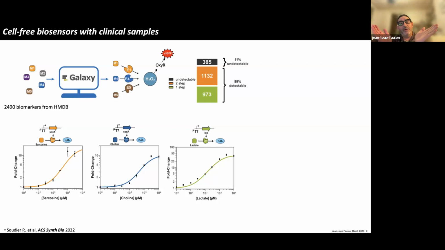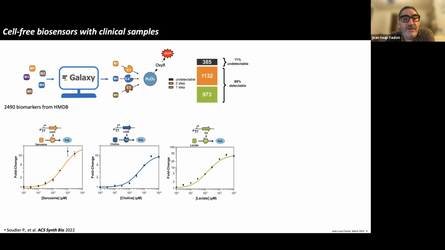So we wanted the detections to reach a single effector molecule. And one molecule of interest is hydrogen peroxide because there are many reactions that produce hydrogen peroxide. So when you degrade a biomarker, you may end up producing hydrogen peroxide. As a matter of fact, you have more than 2,000 molecules in HMDB that can be degraded either in one step or two steps into hydrogen peroxide. Hydrogen peroxide is detected by OxyR, and downstream of that you can express some GFP protein or any other fluorescent or colorimetric protein you wish.